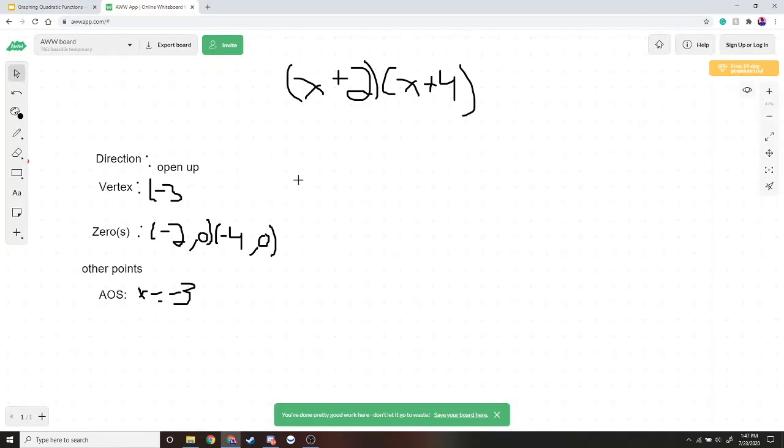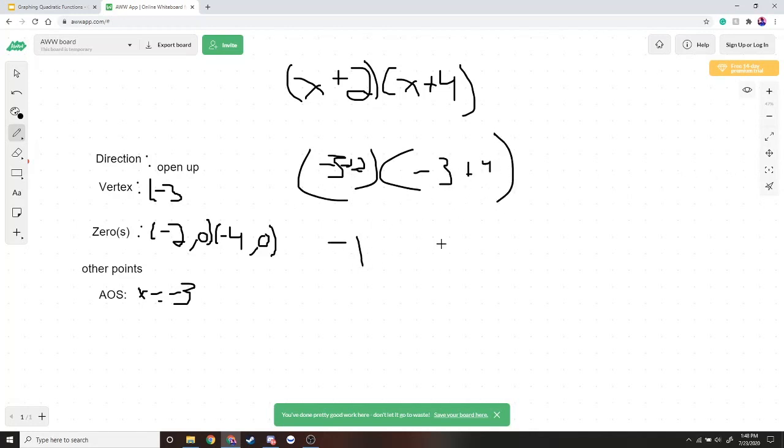To find the y value of our vertex, what we're going to have to do is plug the x value, -3, into the equation. So -3 plus 2 times -3 plus 4. So -3 plus 2 is -1, and -3 plus 4 is +1. So -1 times +1 is just -1. So this is our vertex, -3, -1.